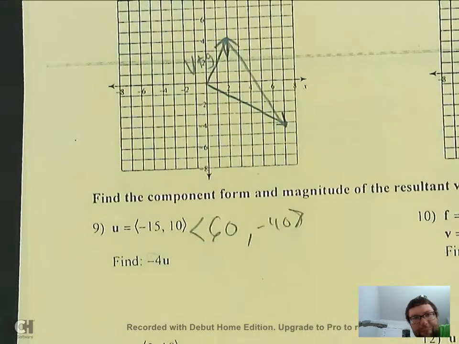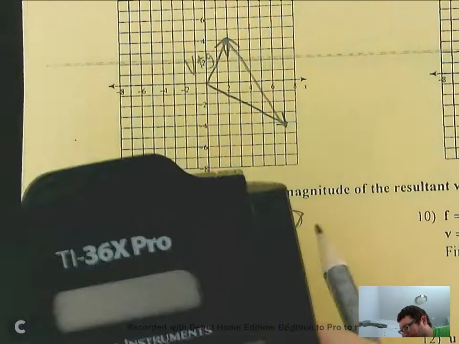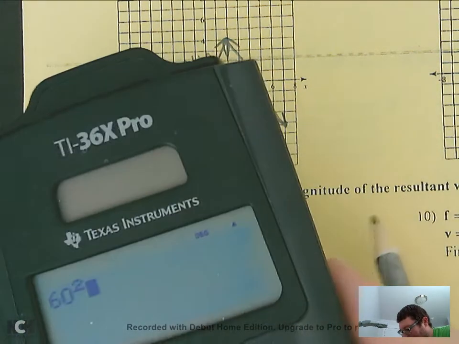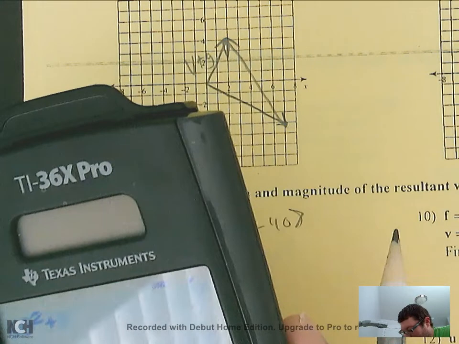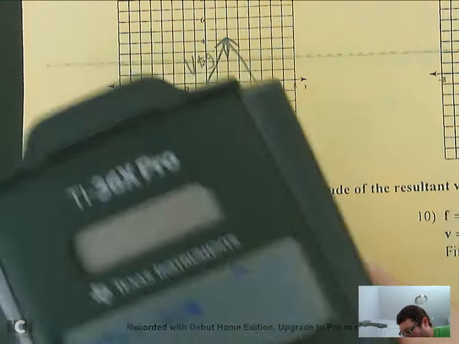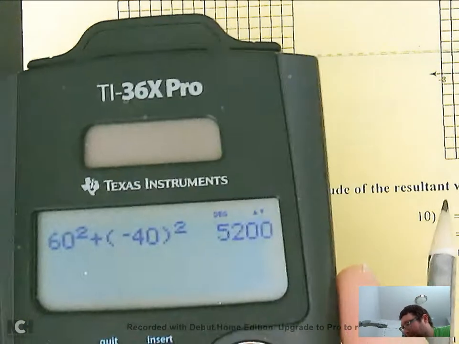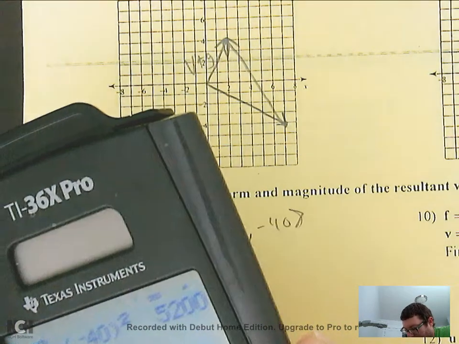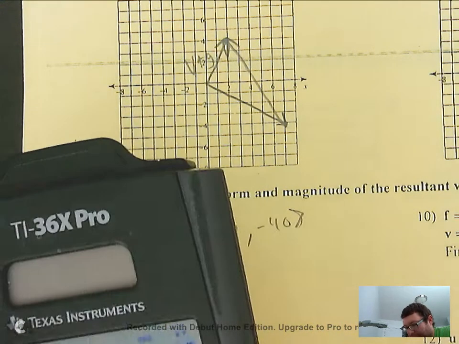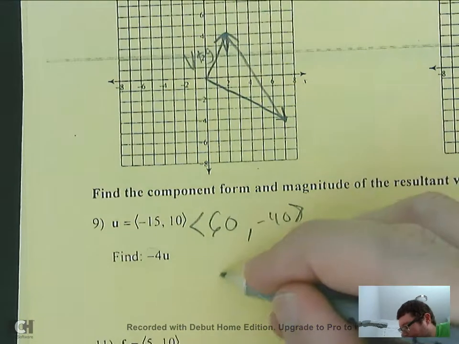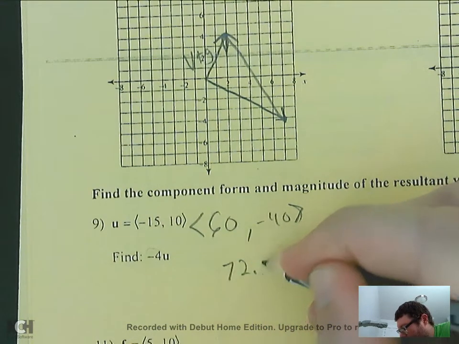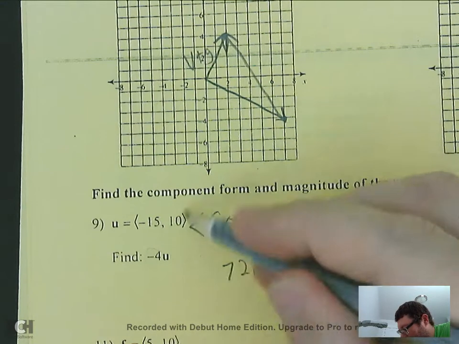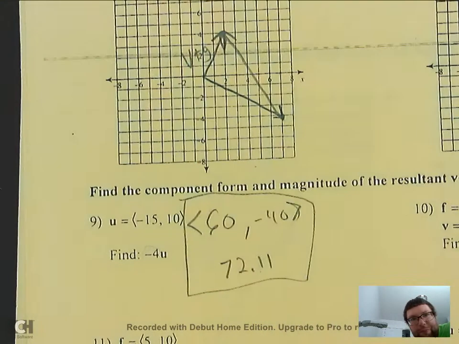Now to find the magnitude, it'd be 60 squared plus, in parentheses, negative 40 squared, which is 5,200, and then you square root, and you get 72.11. So the magnitude is 72.11. And there's your answers.